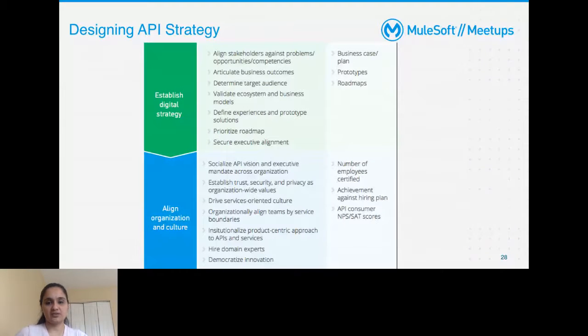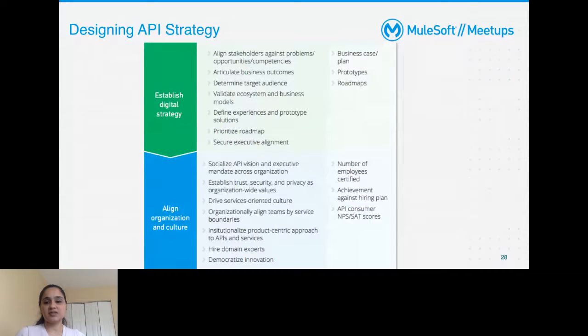Aligning organization and culture. Every organization has its own culture, so they need to align the organization and their culture. With digital transformation initiatives, there is a culture change as well in the organization. The steps to follow for the alignment start with socializing the API vision and the executive mandate across the organization. You need to socialize first what your API vision is, what you want to achieve, what exactly the goals behind the digital transformation are, and why the executives are making API-led connectivity mandatory across the organization.